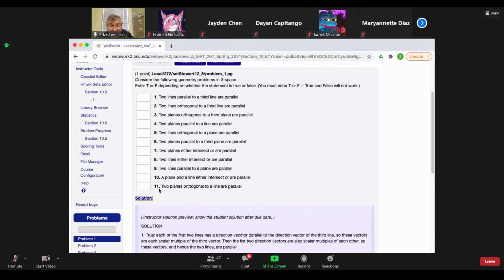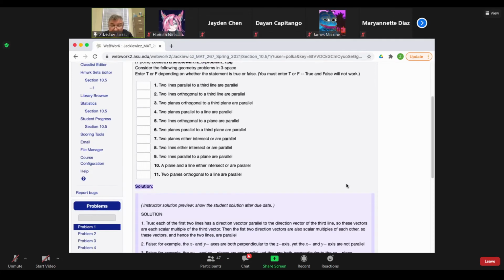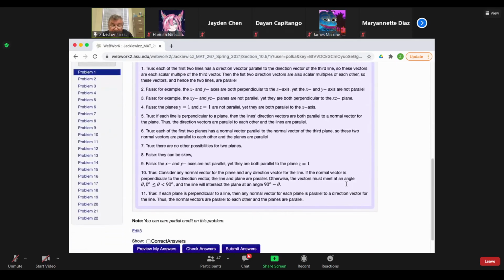Let's look at the last one. Two planes orthogonal to a line are parallel. Yeah, if they are orthogonal to the same line, of course, this means that they have the same normal vector. So they are parallel. So probably it's true as well. So 11 looks like it's true as well, true.